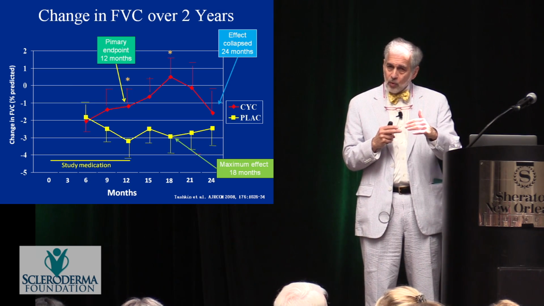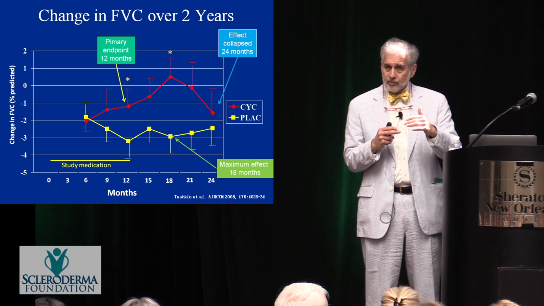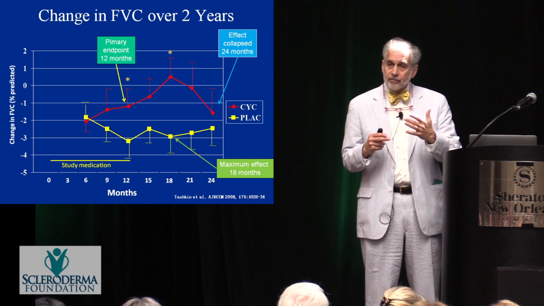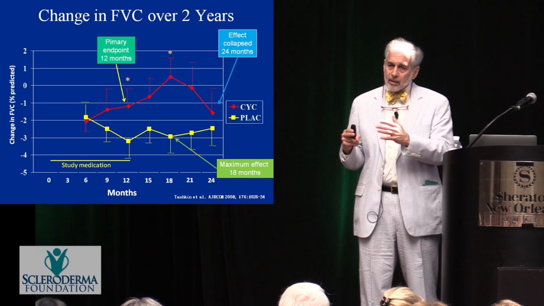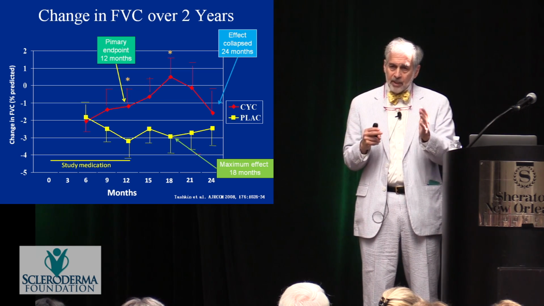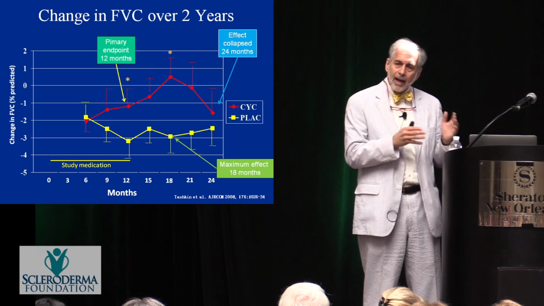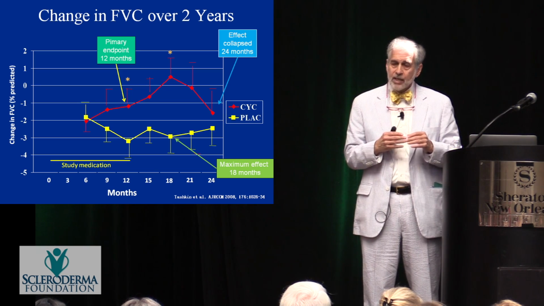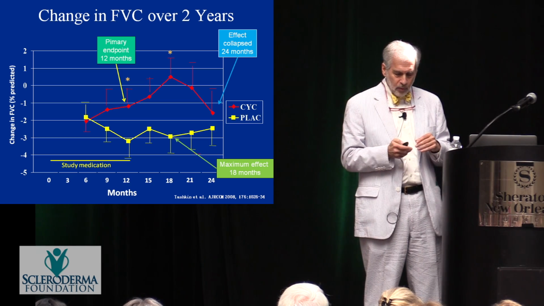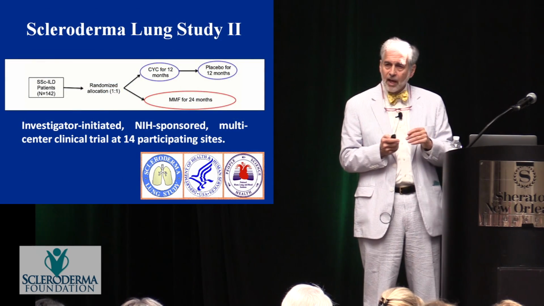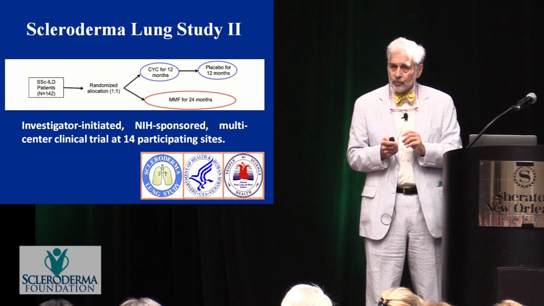And their skin score, tightness of their skin, improved. And their degree of dyspnea improved as well. But by 24 months, being off the drug for a year, they were back to where they had started from, and no different than the group who got placebo. So that then led to the design of Scleroderma Lung Study 2.